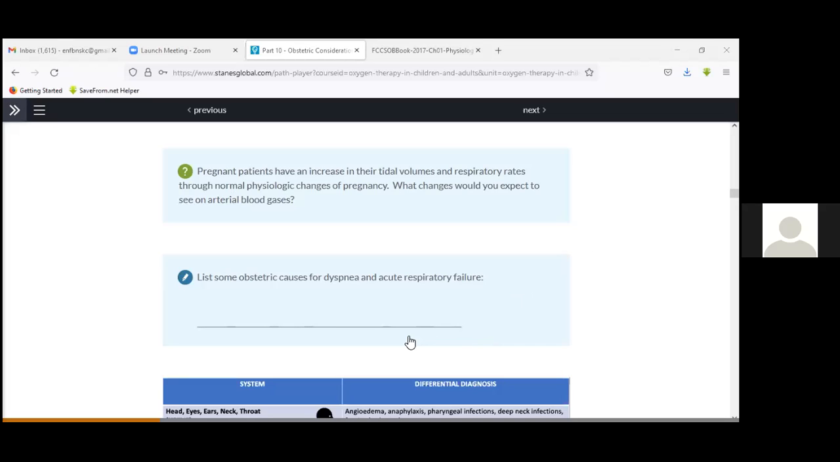Obstetric causes of dyspnea. Any attempt? Obstetric causes for dyspnea. Okay. Large for dates uterus, acid aspiration, increased oxygen consumption. Okay. Multiple gestation. Okay. So we have four attempts.